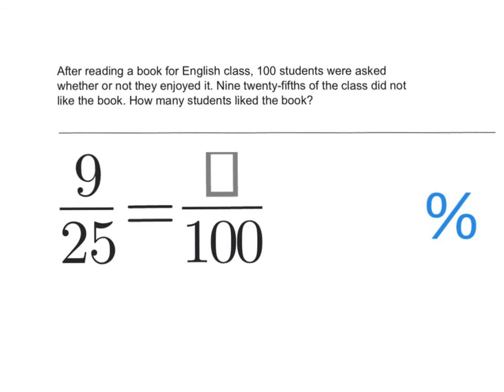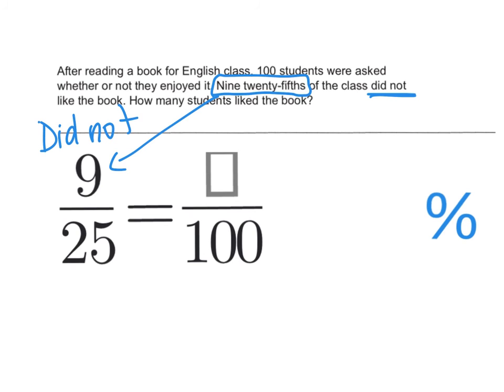After reading a book for English class, 100 students were asked whether or not they enjoyed it. 9/25 of the class did not like the book. How many students liked the book? So we're going to look at this as out of 100 to figure out the percent that did not like the book. Then we can figure out who did like the book. So I have 9/25. There's my fraction. Those are who did not like the book.